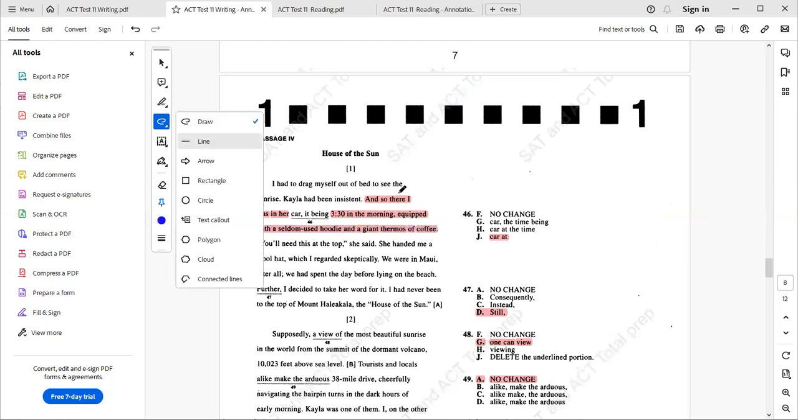He said, and so there, I was in her car. Take care. And so there, I was in her car, it being 3:30. What is the meaning of being? Being is not a verb. If there's a second sentence, being is not a verb. Okay, the time being is not a verb. Then if I said car at the time, why am I going to say the time? So car at 3:30 in the morning. Clear, engineers? Clear, Mr. Okay.